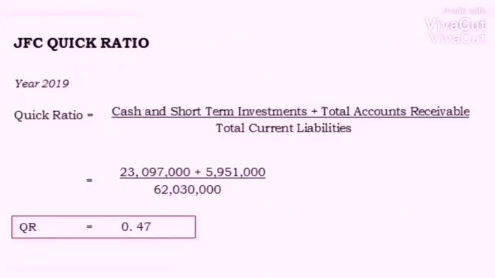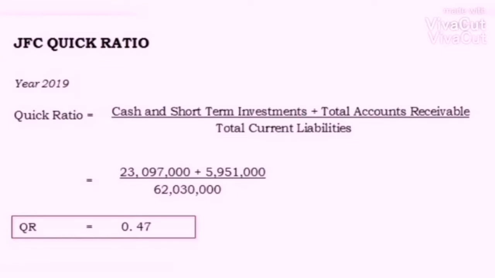The quick ratio can be computed as the sum of cash and short-term investments and the total accounts receivable divided by the total current liabilities. For the case of the Jollibee Foods Corporation in the year 2019, the amount of cash and short-term investment is 23,097,000 plus the total accounts receivable of 5,951,000 divided by the total current liabilities of 62,030,000 pesos.